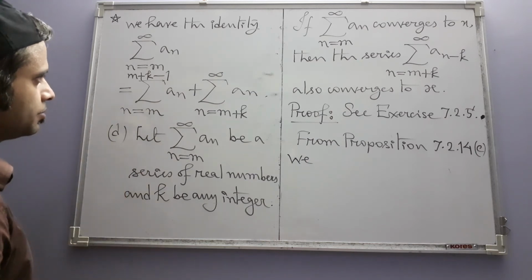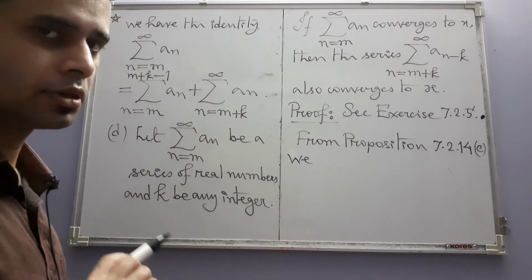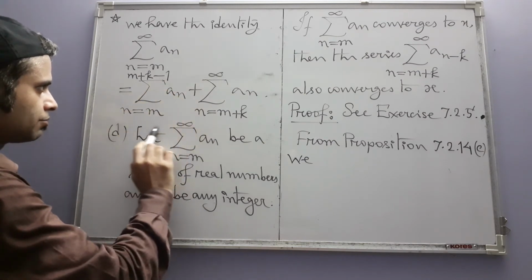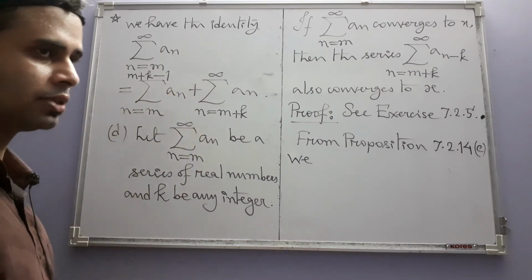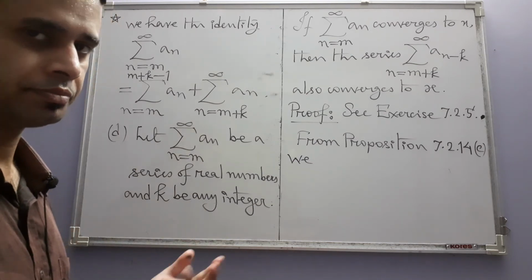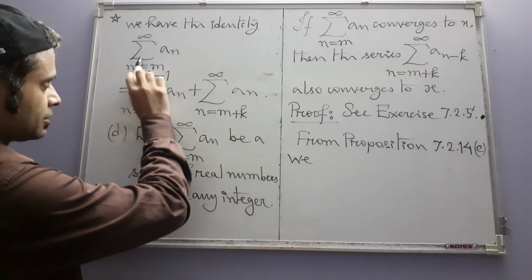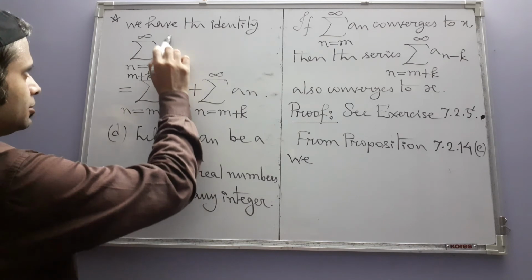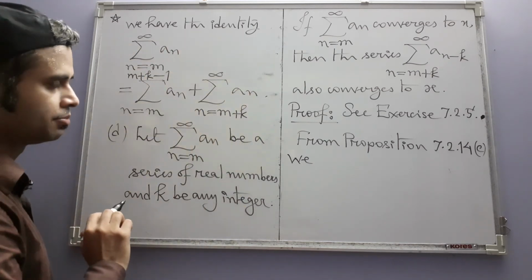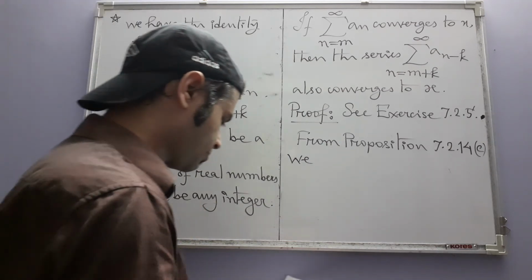So that means the convergence or lack thereof of an infinite series is unaffected by the removal of a few terms from the beginning, or unaffected by introduction of new terms in the beginning. The value of the sum, of course, will be affected. For example, this series sum will be equal to this series sum plus something extra. But the convergence or non-convergence is not affected. So that's what the author says.